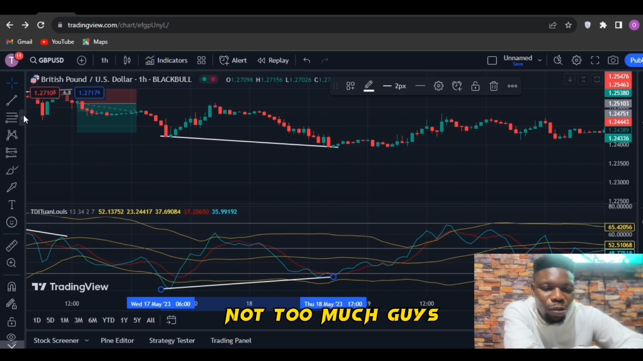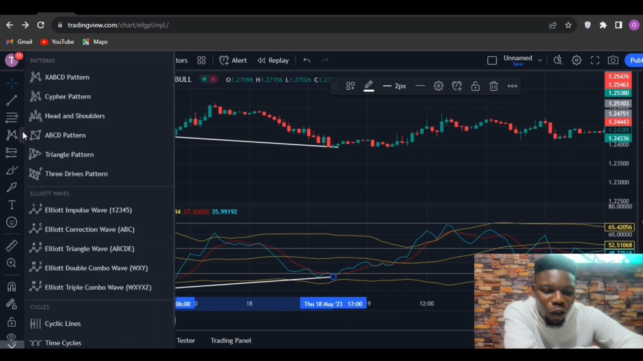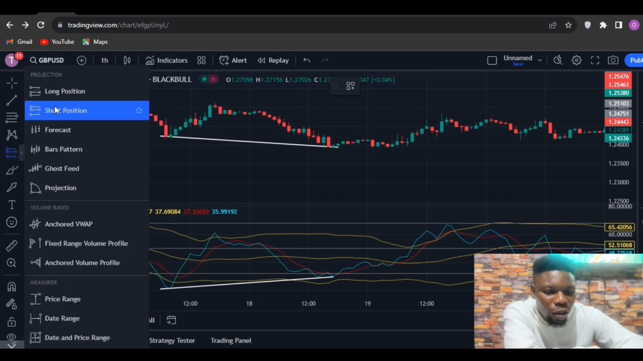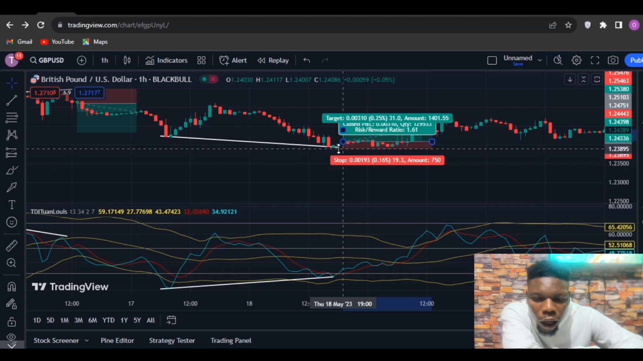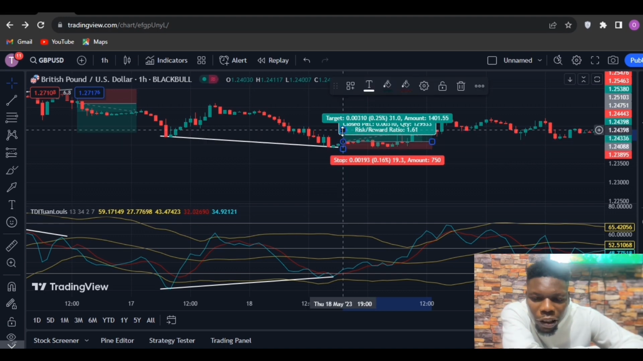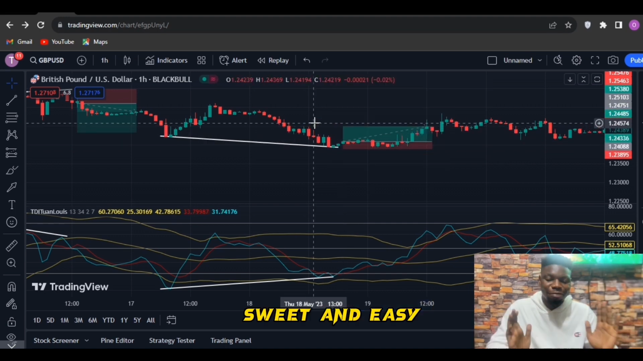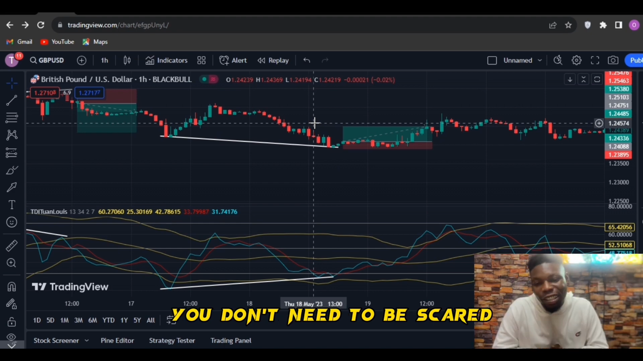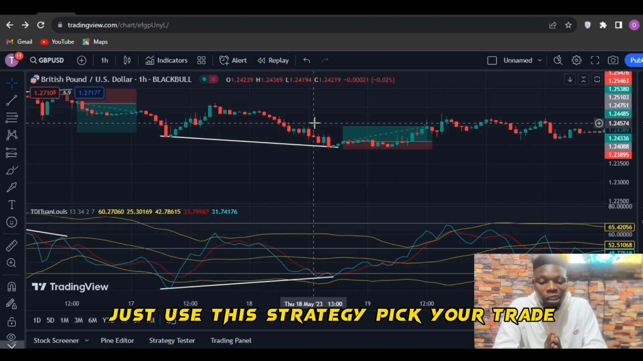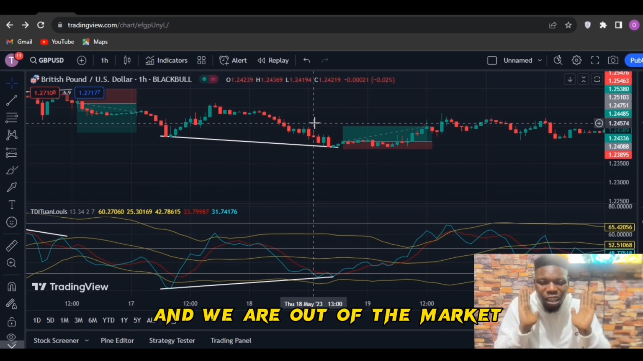Not too much, guys. Don't be greedy. Just go for your 1 to 2. So let's say here. And see, sweet and easy. No stress. You don't need to be scared. Just use a strategy, take your trade, and you're out of the market.